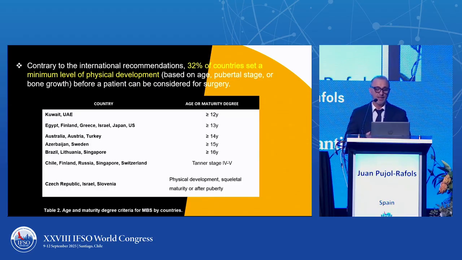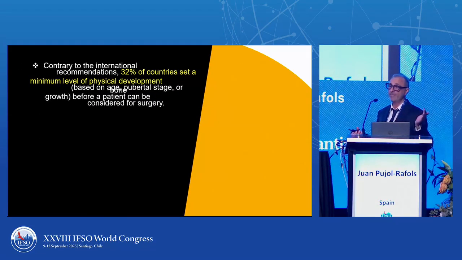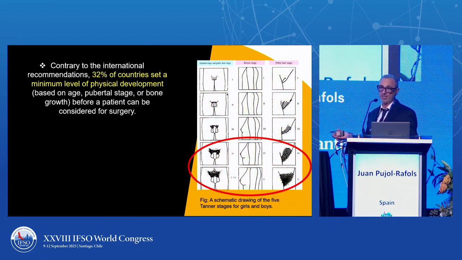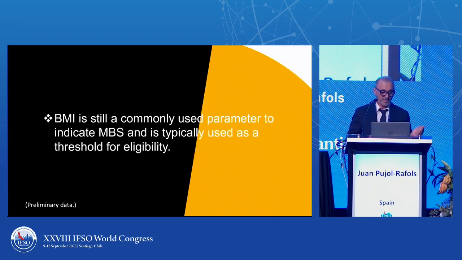Based on age, they have to be older than 12, 13, 14, 15, or 16 years old, or based on clinical classification of the children or adolescents, they have to have a Tanner stage of 4 or 5, which means nearly fully developed or adults. We also discovered that BMI, although starting to be controversial today, is still a commonly used parameter to indicate surgery and is typically used as a threshold for eligibility.